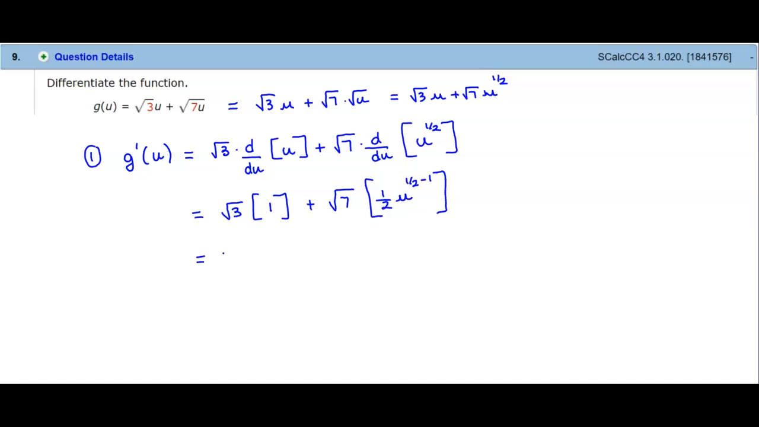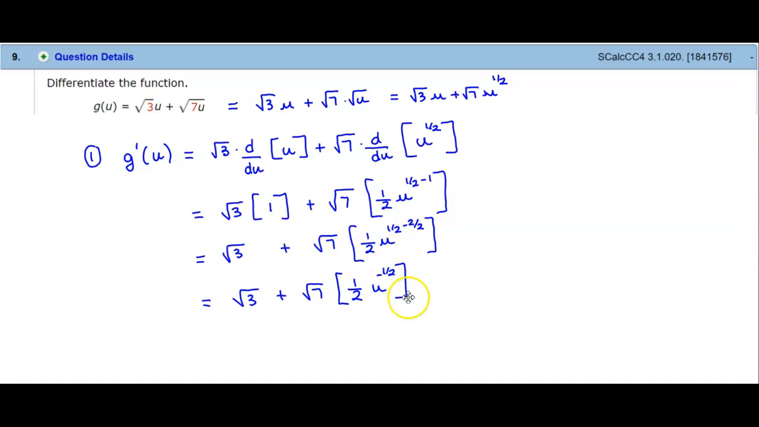Okay, so now we have the square root of 3 times 1, which is just 1, plus the square root of 7. Now we have that exponent, so we have 1/2 u to the 1/2 minus 2 over 2. And so that gives us the square root of 3 plus the square root of 7 times 1/2 u to the negative 1/2.